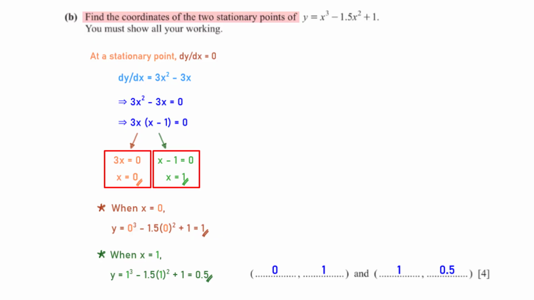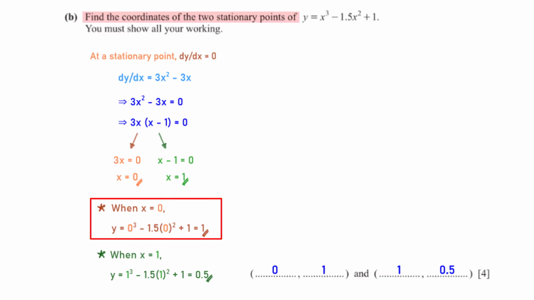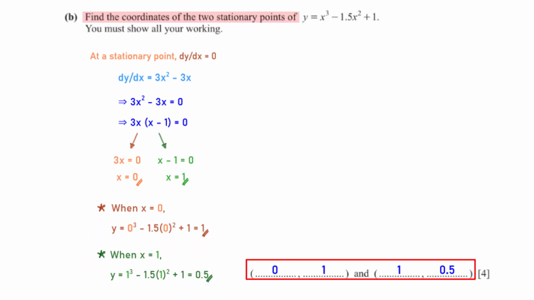Now that we have the x values of the stationary points, we plug in these values into the equation of the curve to get their corresponding y values. So for x equals 0, we have y equals 0 cubed minus 1.5 times 0 squared plus 1, which is equal to 1. And for x equals 1, we have y equals 1 cubed minus 1.5 times 1 squared plus 1, which is equal to 0.5. So the coordinates of the stationary points are (0, 1) and (1, 0.5).